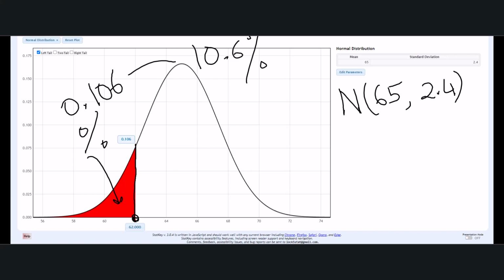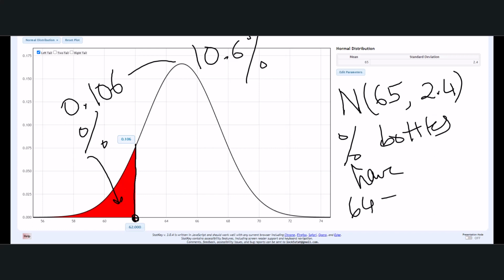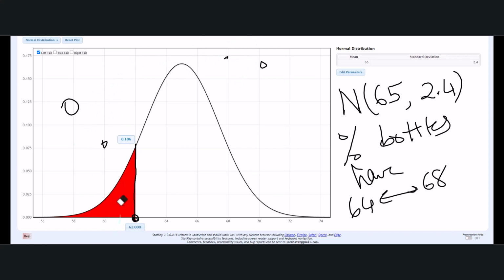10.6%. Okay. And in the same way, say, for instance, somebody wants me to answer this question: what percentage of bottles have values between, say, 64 drops and 68 drops? All right. Okay, so first, let me erase this portion here.